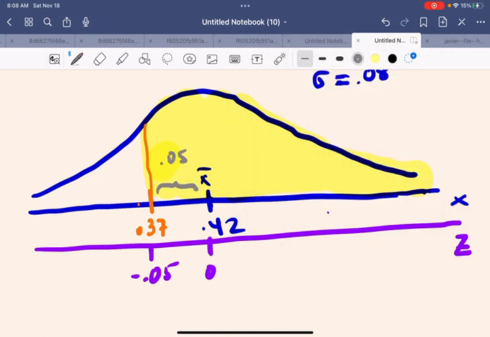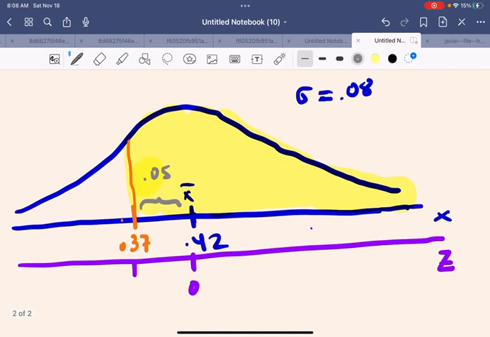0.05, just by subtracting the two numbers. What you want to do is translate that distance into standard deviations. The way you translate that distance into standard deviations is you divide by this. How many standard deviations? It's not even one standard deviation. You would need 0.08 to be one standard deviation. This is 0.05.